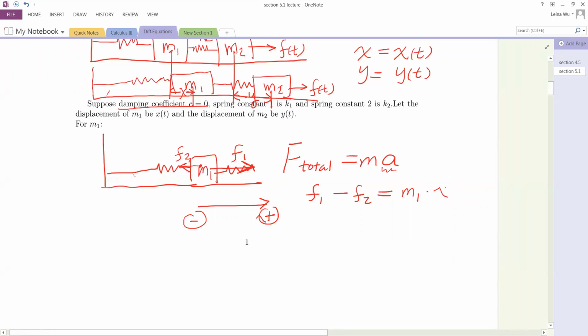Velocity. The second order derivative, right? Second order derivative of its displacement. So x double prime of t. Okay. Let's see what's going to be the F1.